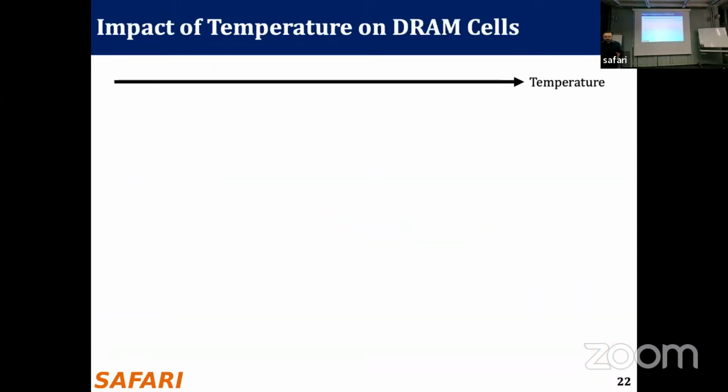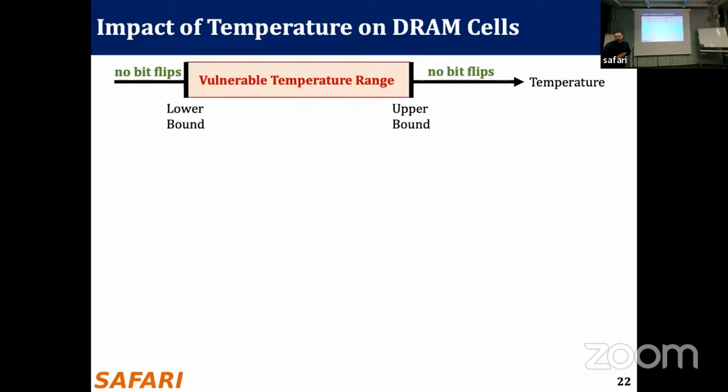This slide is explaining exactly what I was talking about. As you increase temperature, there is a lower bound and an upper bound. In between, you observe bit flips, and outside of this range, you don't observe any bit flips. We call this range the vulnerable temperature range.